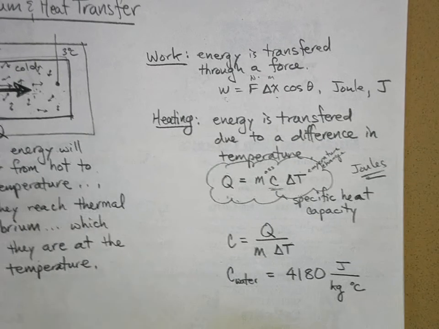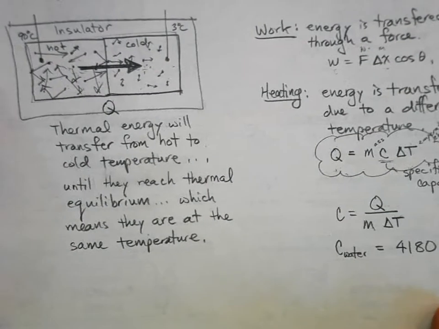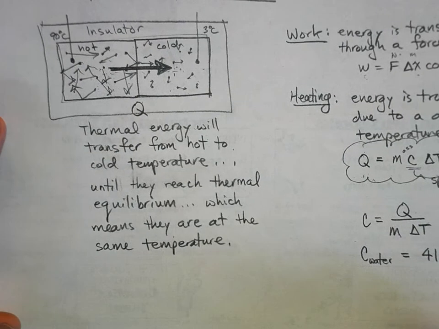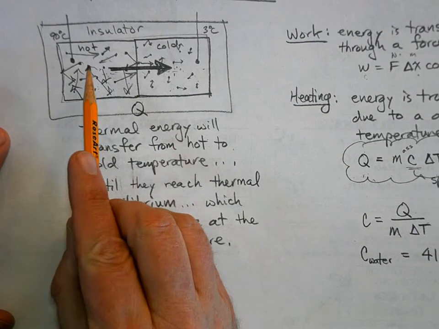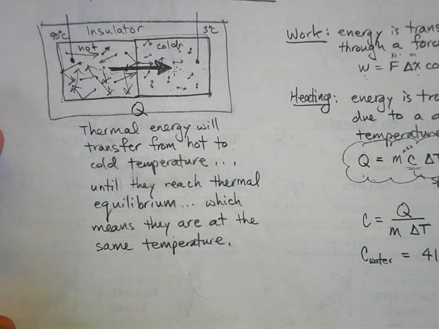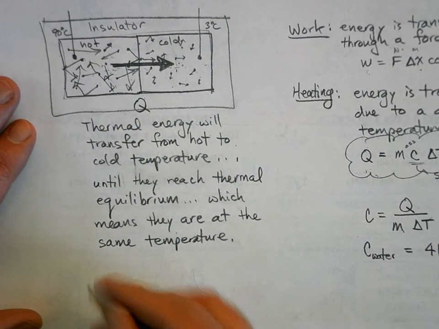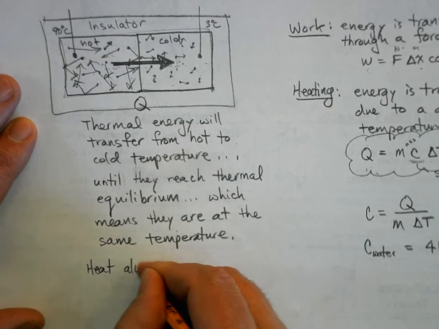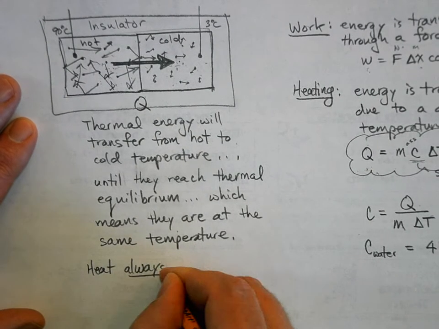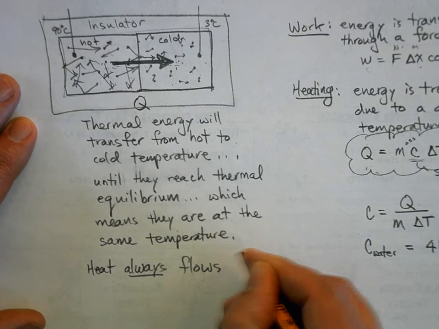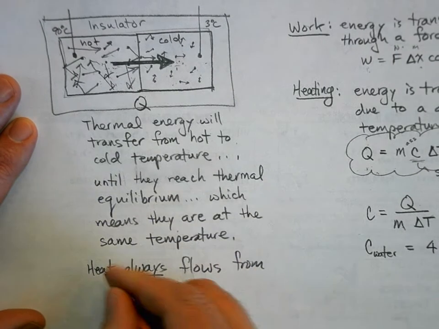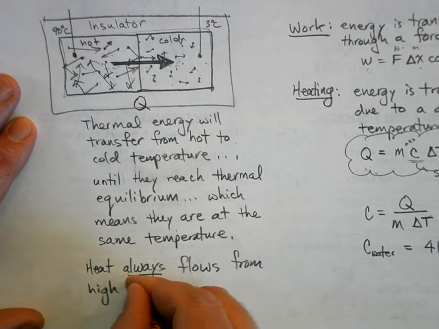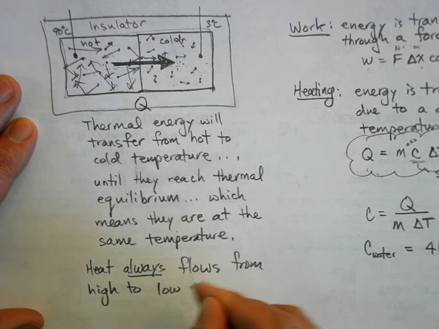Now, let's go back to this drawing. Heat always flows from hot to cold. So heat always flows from high to low temperature.